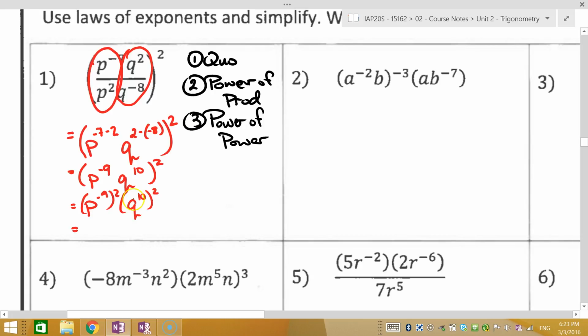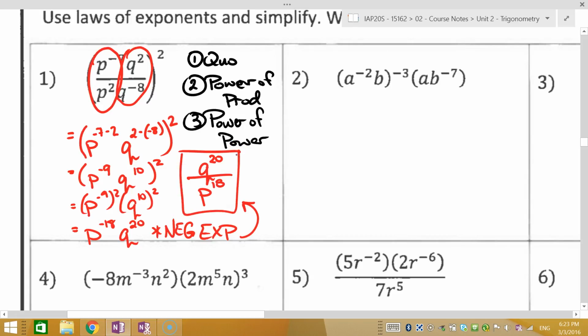And then I need my power of power rule. So P2 times -9 is -18. Q10 times 2 is 20. Now again, I am not done. Negative exponent. And so my final answer is actually going to be Q to the 20 divided by, and I flip that negative exponent into the bottom to get rid of it. I take the reciprocal, and that is my final solution. So there are technically 4 rules we need to use in just this one question.